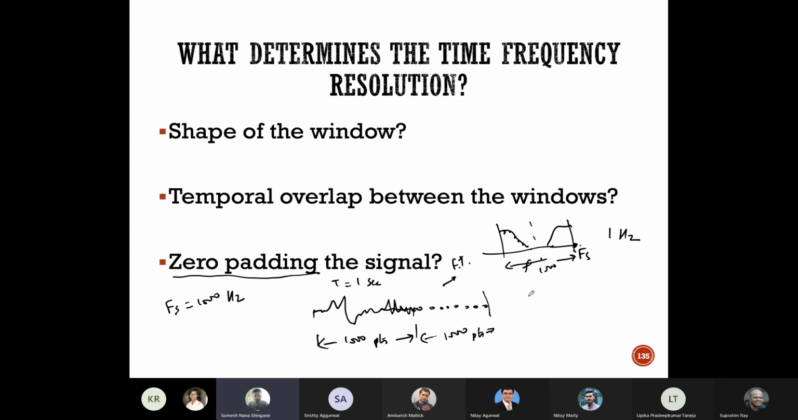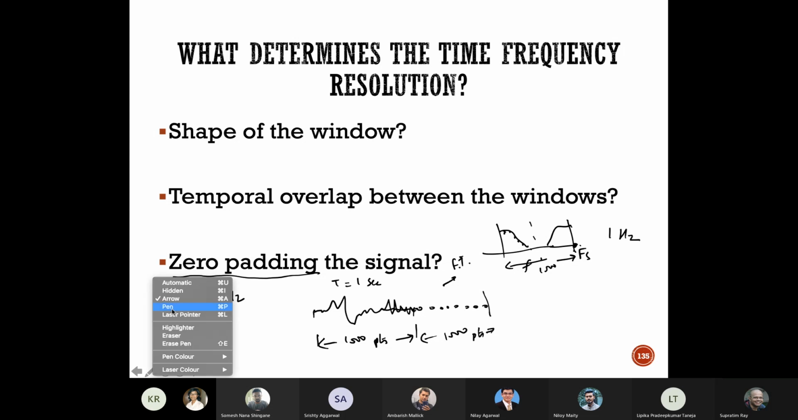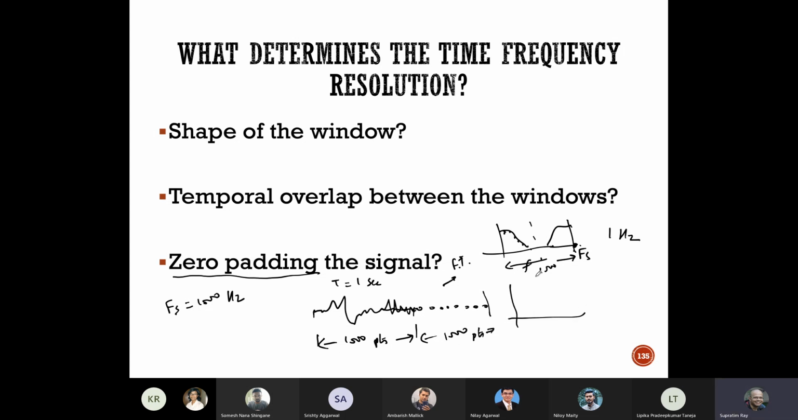Point 0.5. 0.5, right? Yeah. Because now the duration is very good. So it's a signal of length 2 seconds. So the frequency resolution is now twice. So you'll have points at 0.5 hertz.